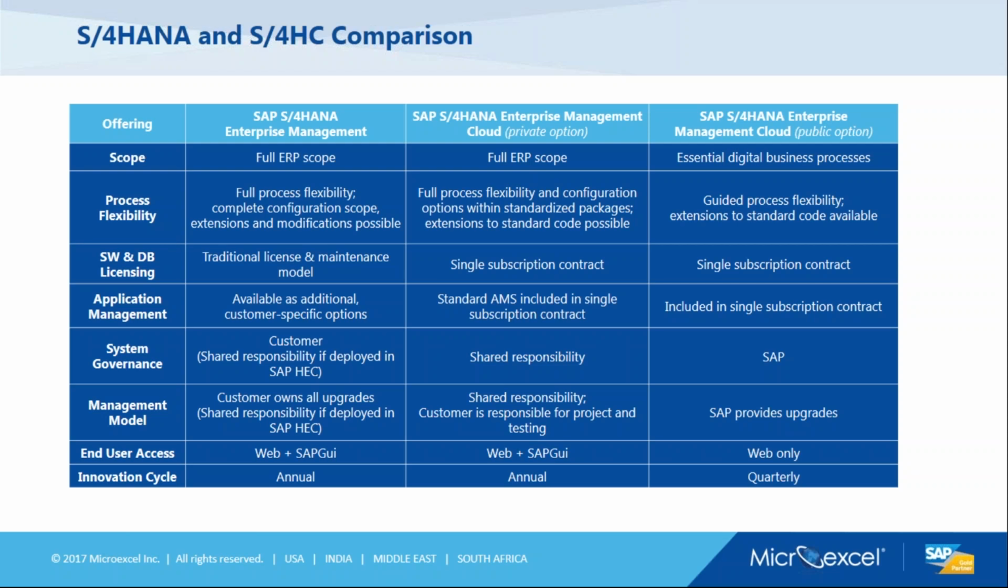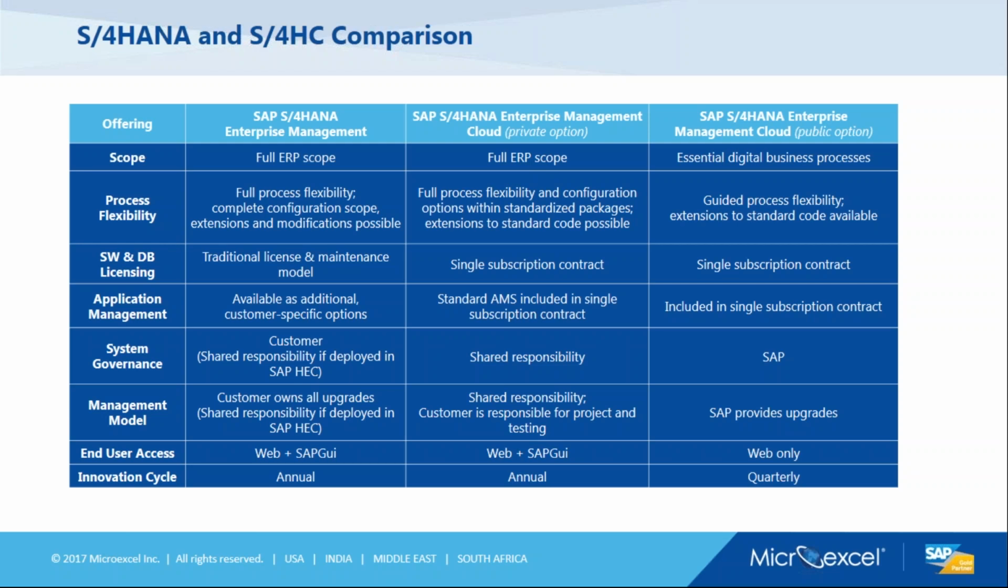Like I mentioned on my previous slide, with S/4HANA Enterprise Management Cloud, the way SAP gets constructed, it's really focused on the essential digital business processes. Again, finance, procurement, manufacturing. Whereas when you pivot to the left side with S/4HANA on-prem, you've got the full historical ERP scope. Think about extended warehouse management, extended business planning and consolidation, environmental health and safety, contingent labor, HR. So with on-prem, you've got full process flexibility and complete configuration scope of all those areas, and extensions and modifications are possible.